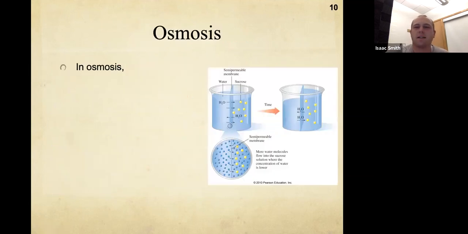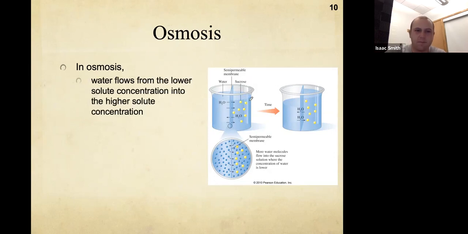Okay, our last concept in this lecture is going to be that of osmosis. You may have heard of it before. But basically in osmosis, what's happening is water is going to move to try and create an equilibrium of concentration. So you have a semi-permeable membrane, which allows water to move through, but the sucrose particles here cannot move through, okay? So water flows from the lower solute concentration into the higher solute concentration, okay?